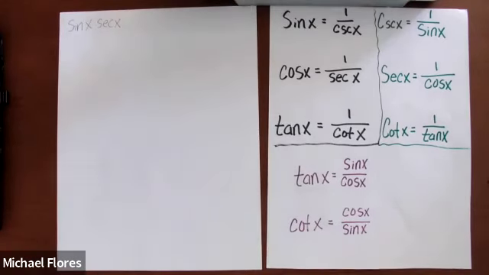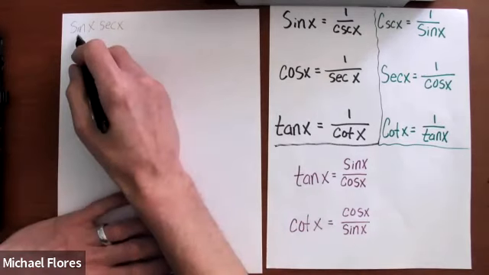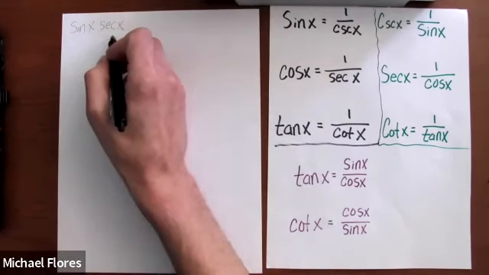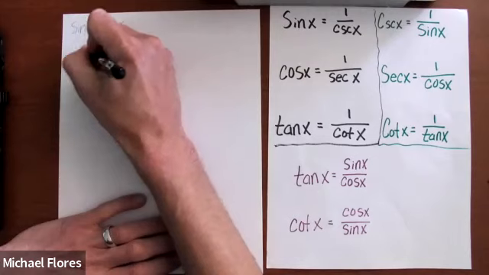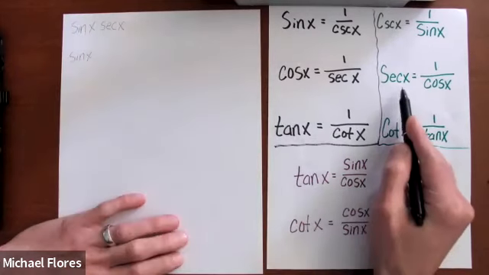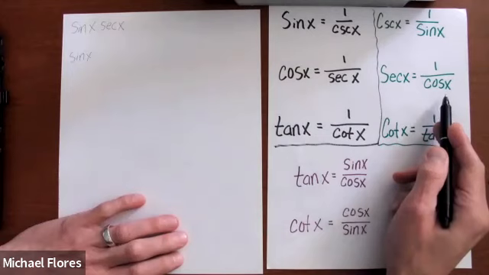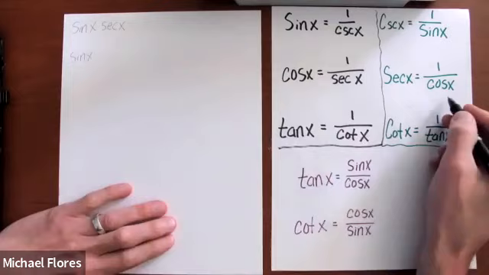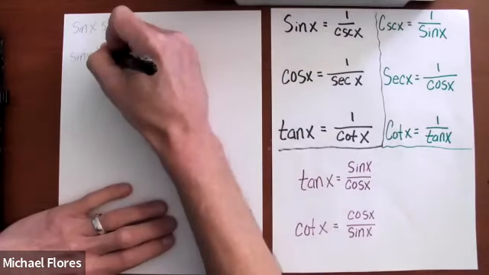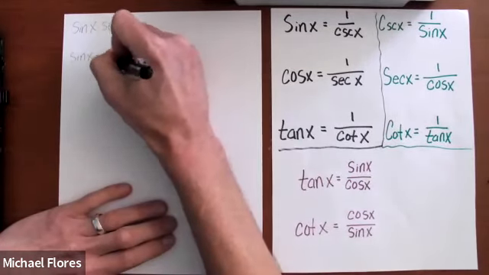Okay, if you're stuck on sine of x times secant of x, I don't want to change, not that it's wrong, okay? You could change this original trig function. I'm going to try and change a reciprocal trig function. So I'm going to keep sine of x. Secant of x, remember, is the same thing as 1 over cosine of x, so times 1 over cosine of x.